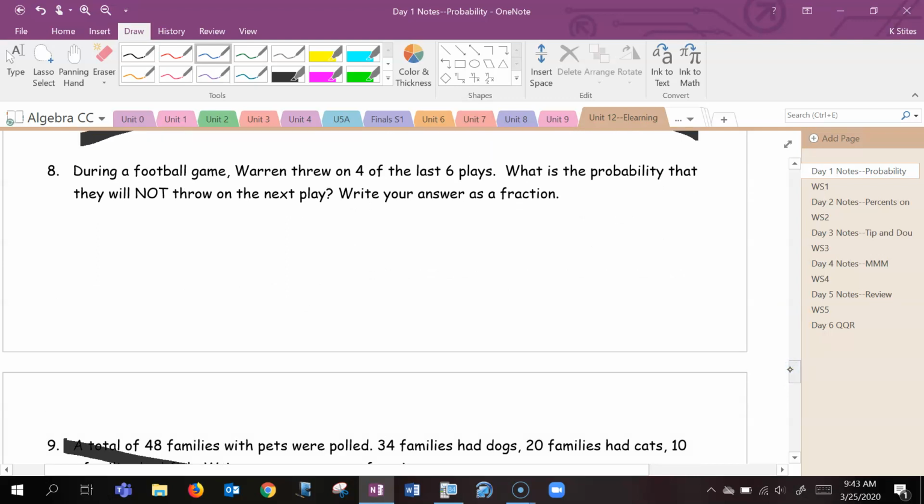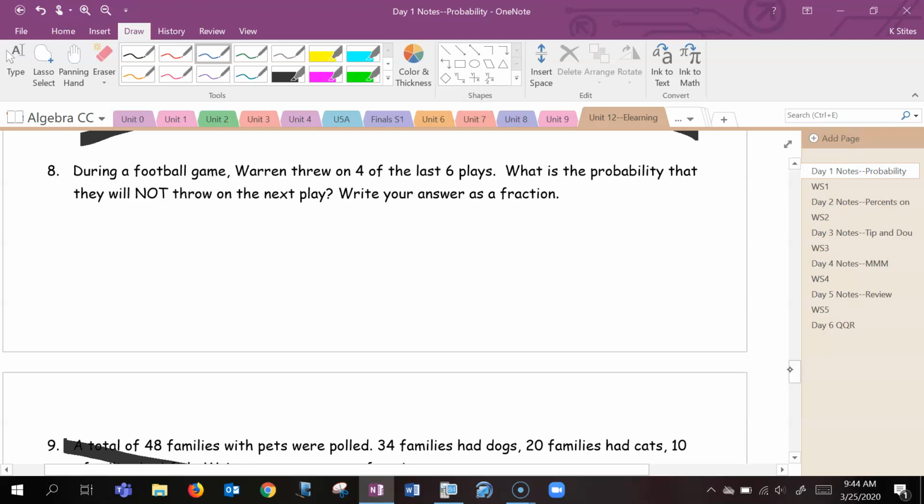During a football game, Warren threw on 4 of the last 6 plays. What is the probability that they will not throw on the next play? Write your answer as a fraction. All right, so this one usually gives people some trouble. We can either throw or not throw. Okay, those are the 2 options.